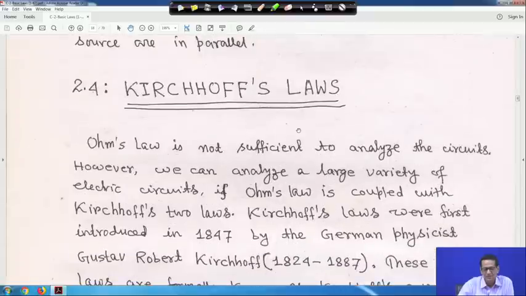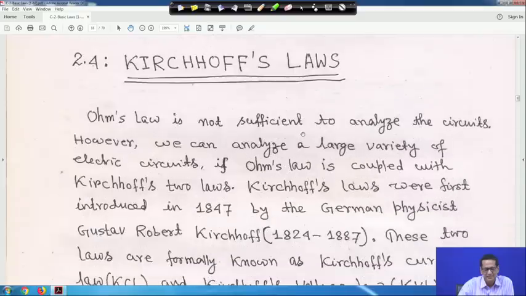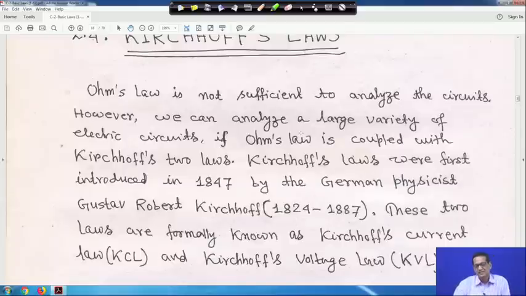Now, Ohm's law actually is not sufficient to analyze the circuit. However, we can analyze a large variety of electric circuits if Ohm's law is coupled with Kirchhoff's two laws. Kirchhoff's laws were first introduced in 1847 by the German physicist Gustav Robert Kirchhoff, whose lifespan was 1824 to 1887. These two laws are formally known as Kirchhoff's current law, that is KCL, and Kirchhoff's voltage law, that is KVL.